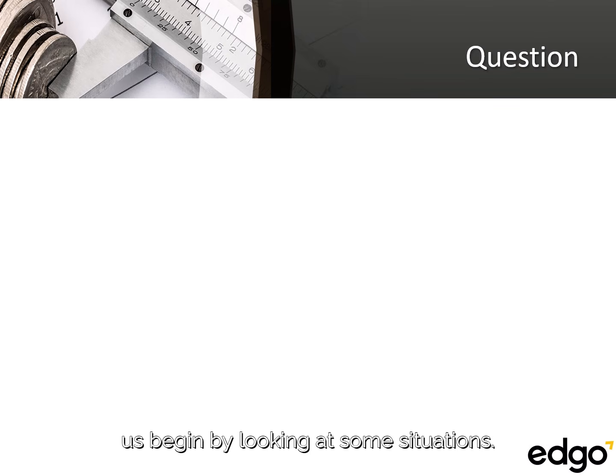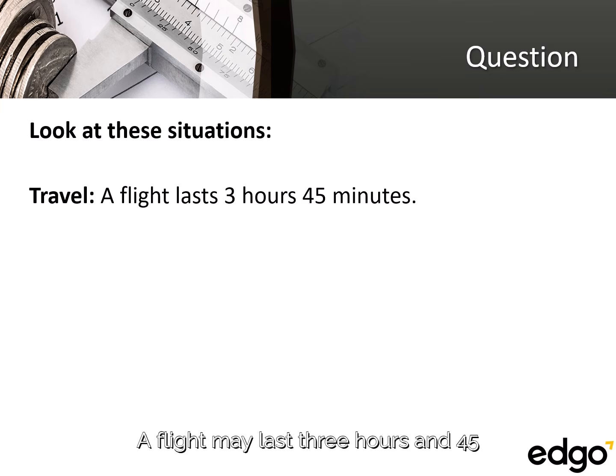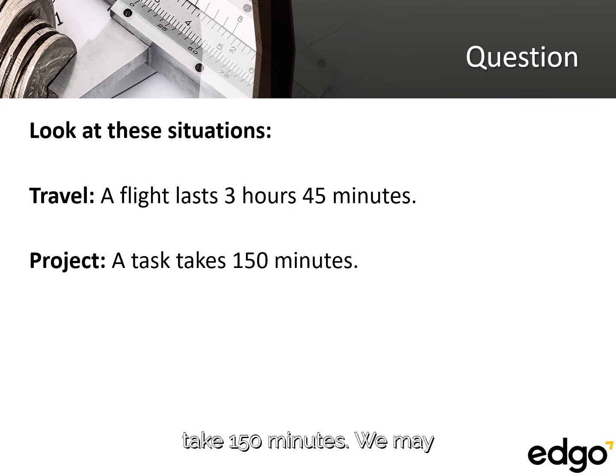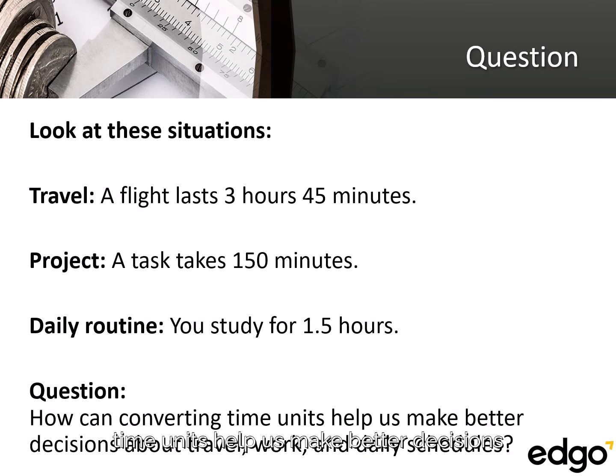Let us begin by looking at some situations. A flight may last 3 hours and 45 minutes. A project task may take 150 minutes. We may also spend 1.5 hours studying. These examples use different ways of expressing time. So, how can converting time units help us make better decisions about travel, work, and our daily schedules?